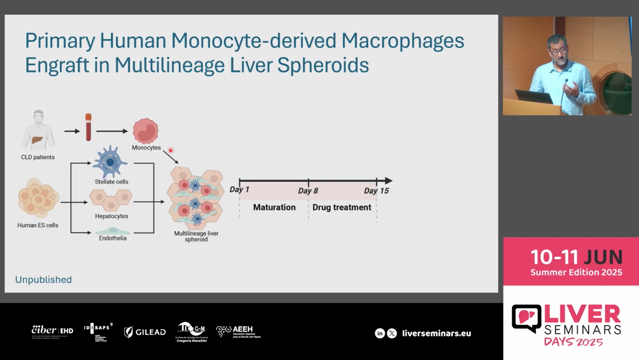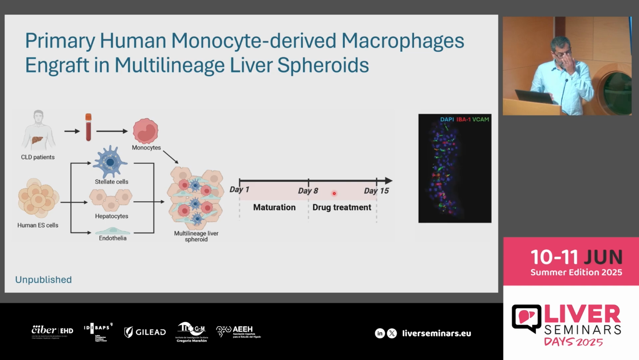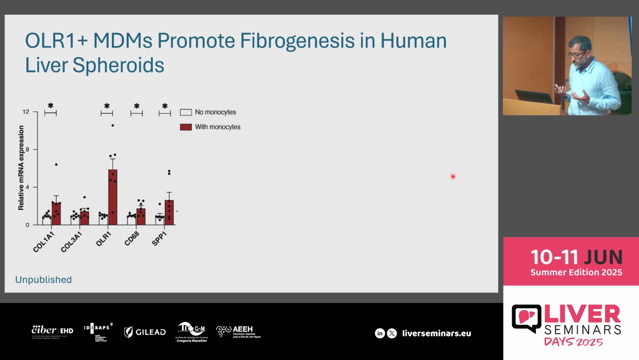To this, we added primary monocytes from patients with liver disease. You can then mature these for 8 days, and then potentially do drug treatments from day 8 to 15. When we stain these spheroids, we find IBA1 positive macrophages embedded within the body of the spheroid, really showing that there's been engraftment of these monocytes into the spheroids. When we look at gene expression, we find that these macrophages have developed this OLR1 positive scar-associated macrophage phenotype.